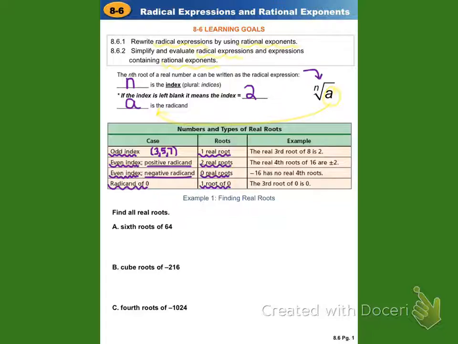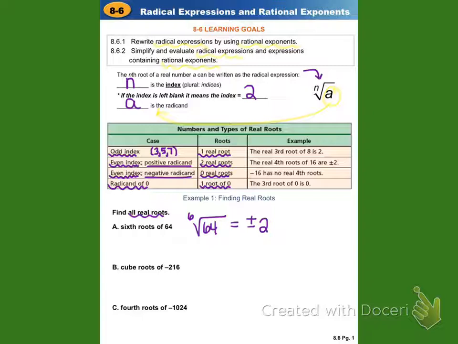So if I ask you to find the 6th root of 64, and it says to find all real roots, so I've got an even index, my radicand is 64, so I'm thinking of a number that multiplies by itself 6 times to get 64, and I know that's plus and minus 2. Okay.